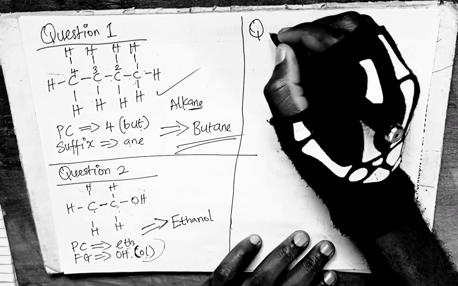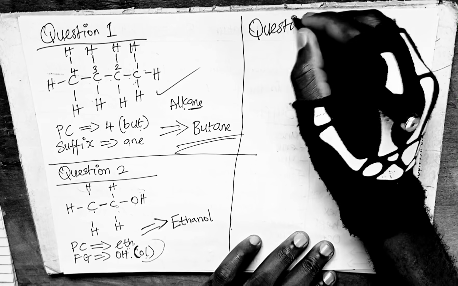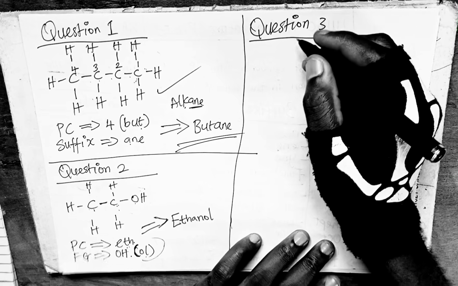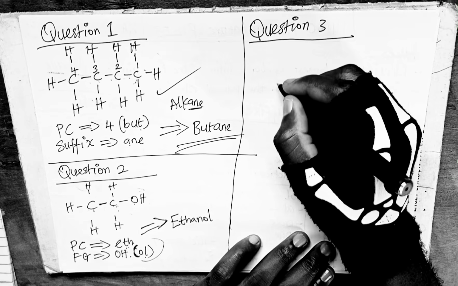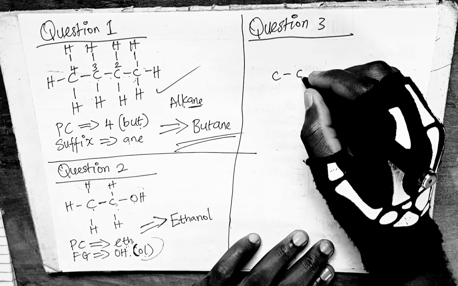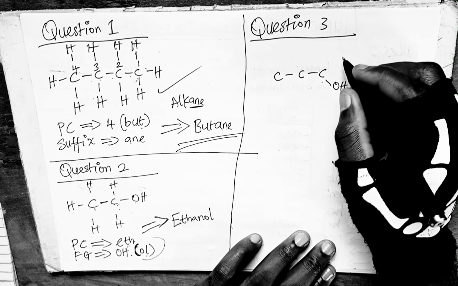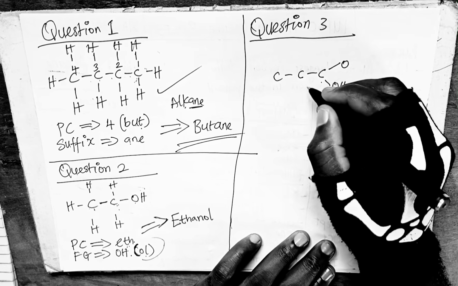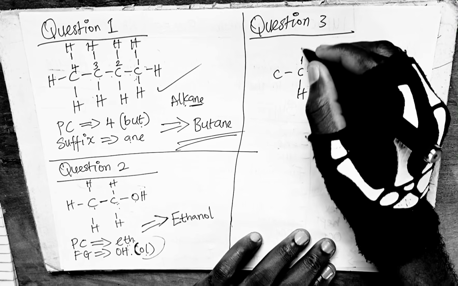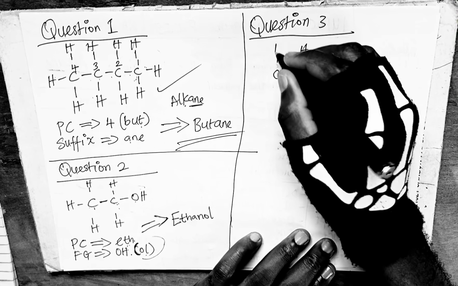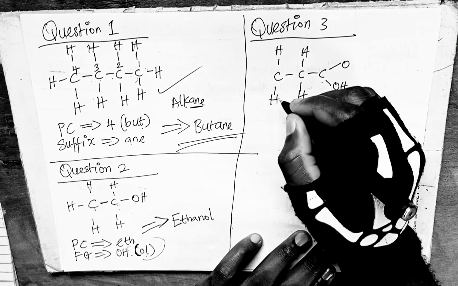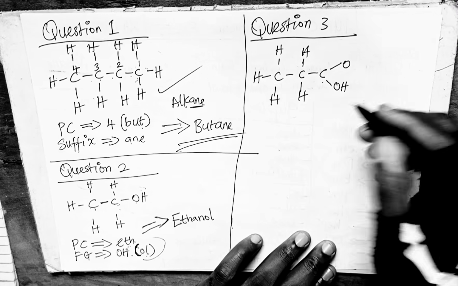The next question, question 3. Question 3. Okay, what's the question like? Okay, we have something like C bonded to C, bonded to C. Then we have something here like OH. Then we have something here like O. It's getting hotter. Then you have something here like H, H, H, H, and H2. All right. So we have to name this.